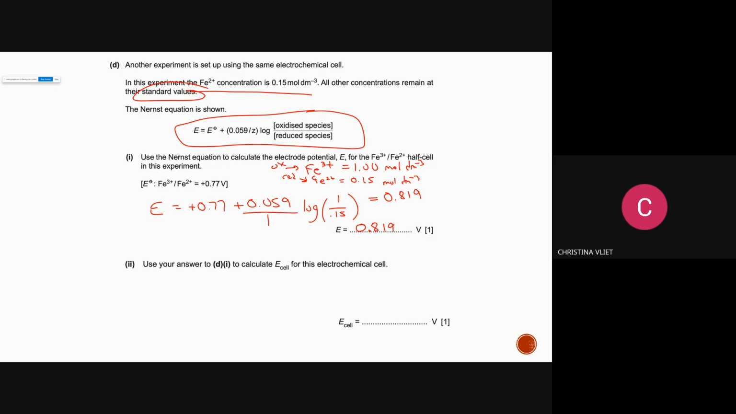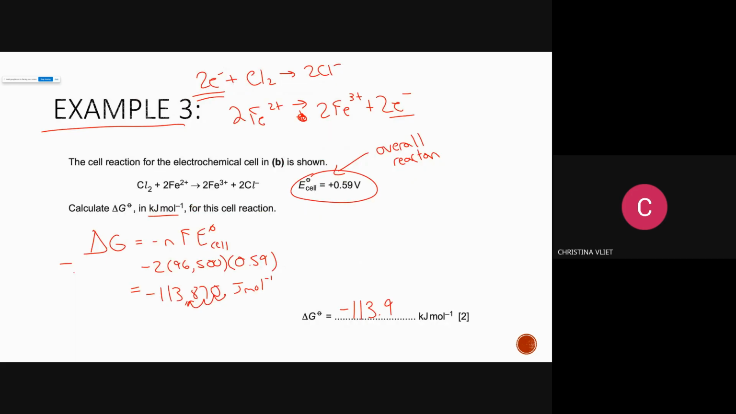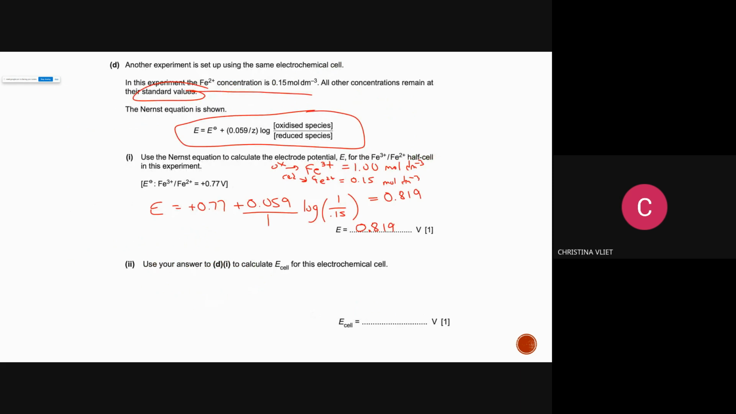Use your answer to D1 to calculate the E cell for this electrochemical cell. So remember that the standard cell was 0.59. The original iron cell was 0.77. The new one is technically 0.82, right? So it went up by 0.05 from what it was before. What does that mean happens to the overall cell?